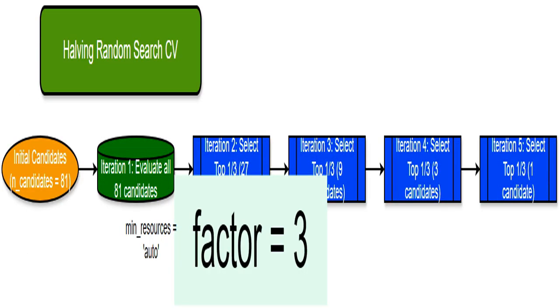This setting dictates how aggressively we cut down the number of candidates in each iteration. A factor of 3 means that after evaluating all the candidates, I only keep the top 1/3 for the next round. I'm ruthlessly eliminating the underperformers.